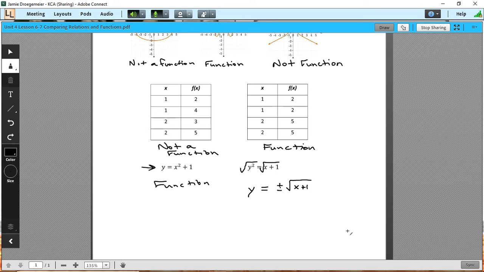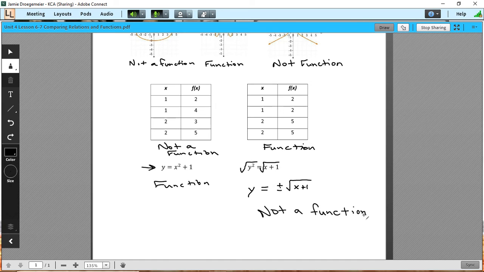And so in this case, if I plug in a value for x, I could get a positive value for y, I could get a negative value for y. So that's a case where I'm going to be getting two different outputs for an input. So this is not a function. But let's look at what those graphs look like.